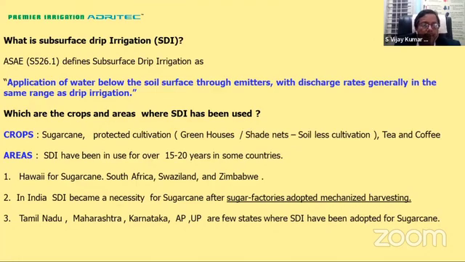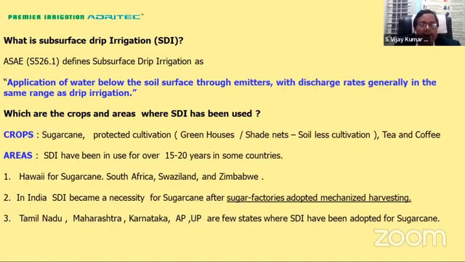So what is subsurface drip irrigation? That is the first question. The American Society of Agricultural Engineers very clearly defines it. It is nothing but application of water below the soil surface through emitting devices with discharges almost in the same range as that of drip irrigation. Though today worldwide, it is a practice to go for low discharge in the case of subsurface drip irrigation.